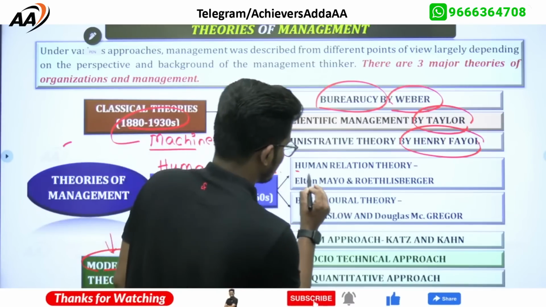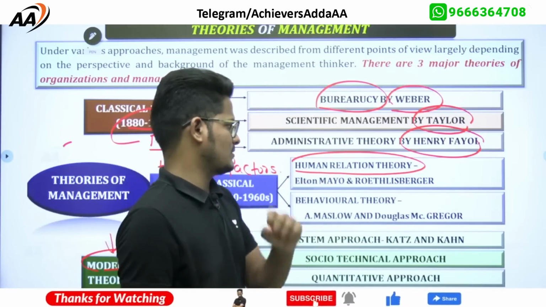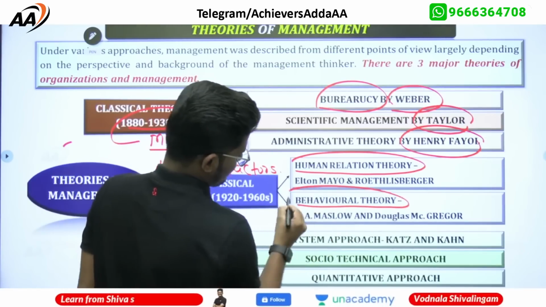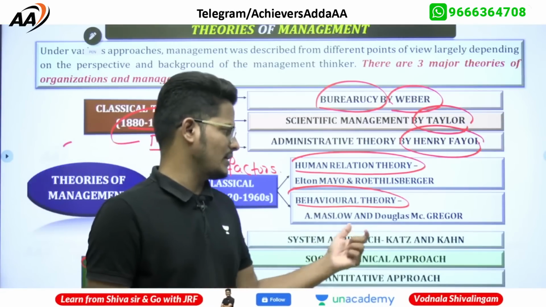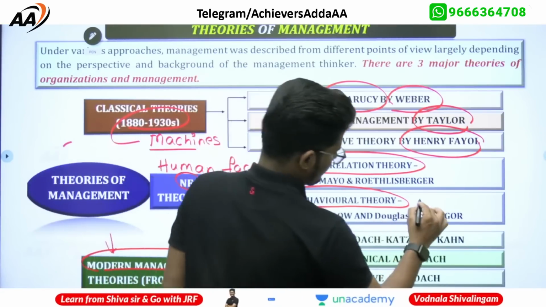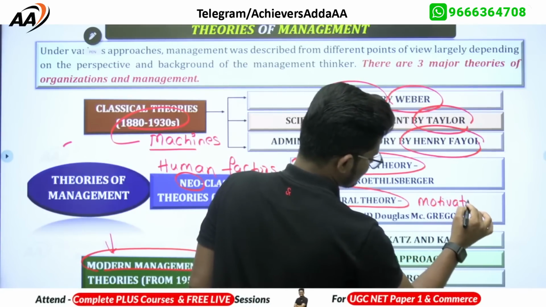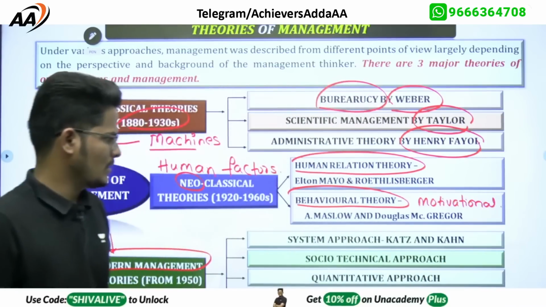Neoclassical theory, most important: human relation theory by Elton Mayo and Roethlisberger. Behavioral theories are by Abraham Maslow and Douglas McGregor. These are actually motivational theories. They come under management, and they are also motivational theories.